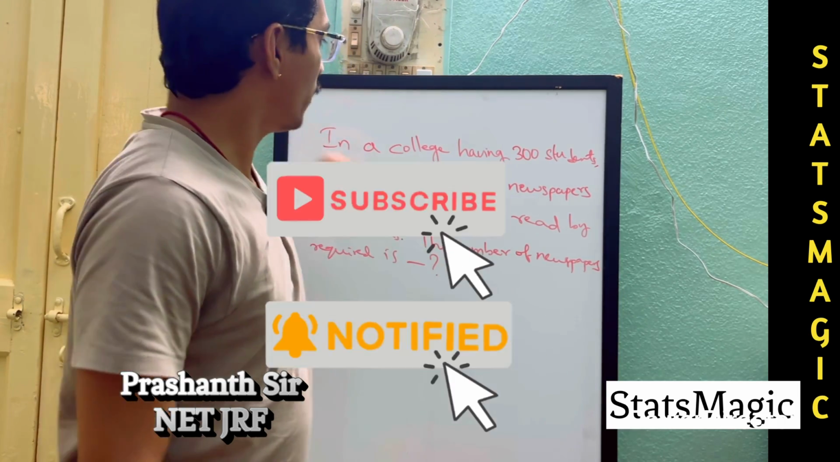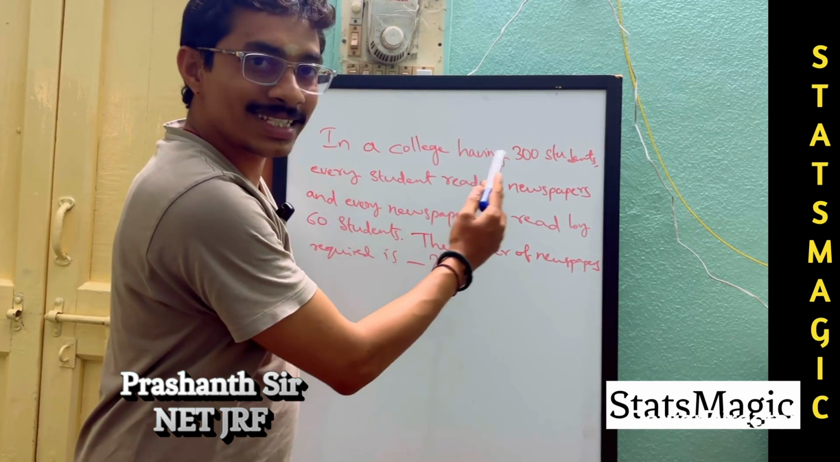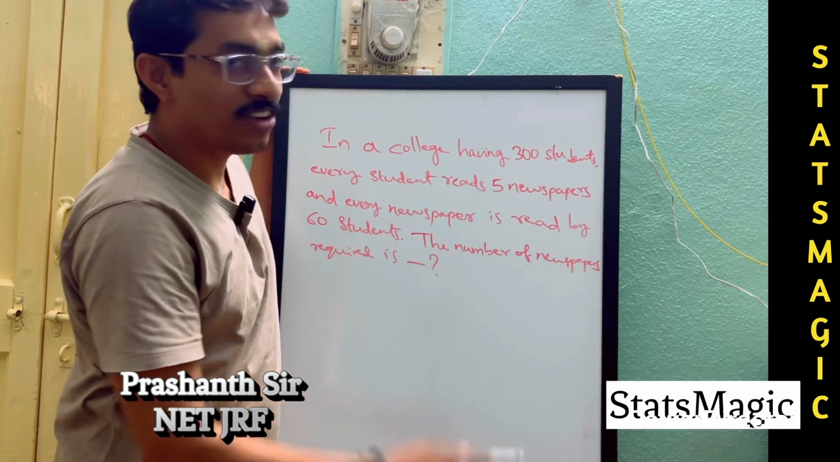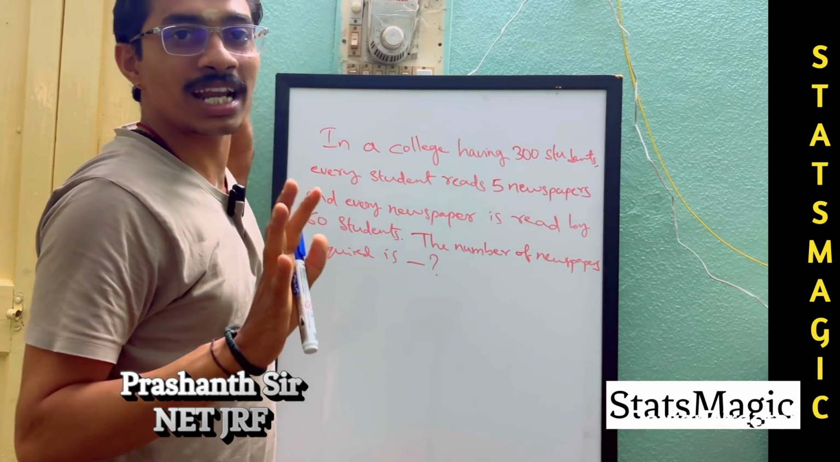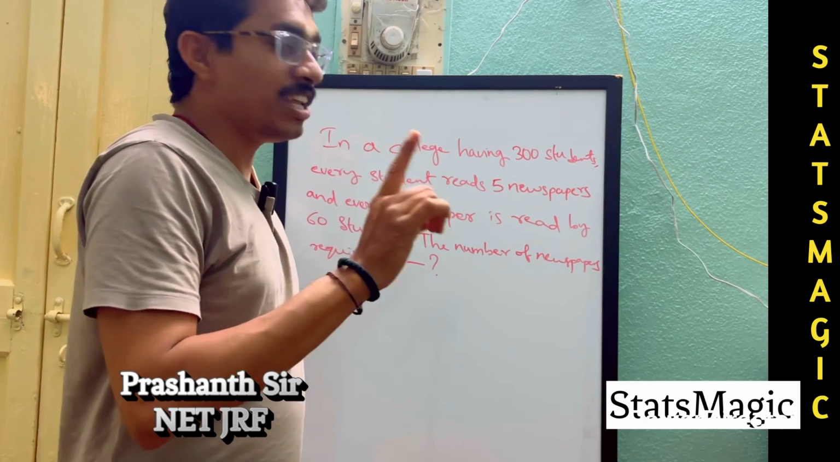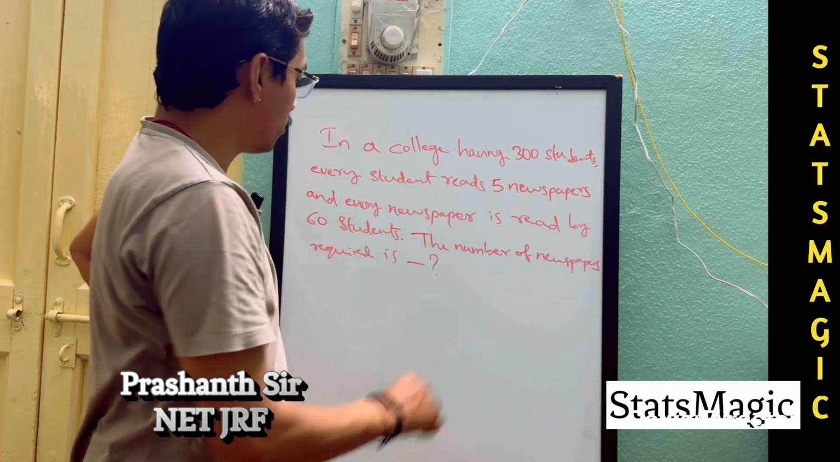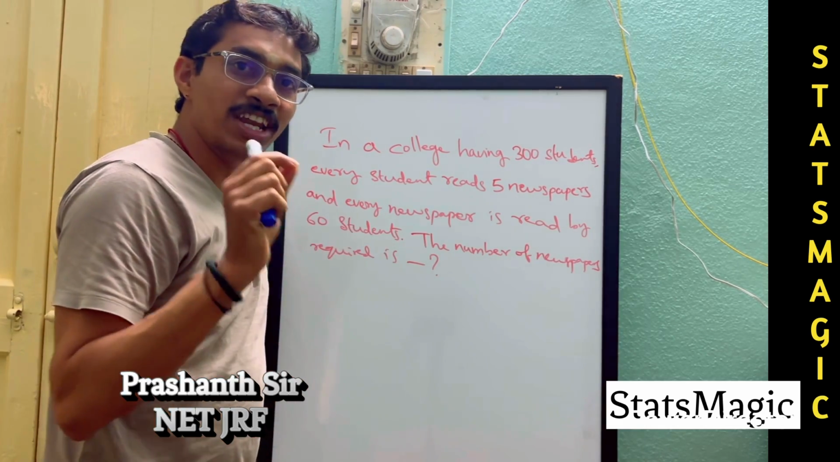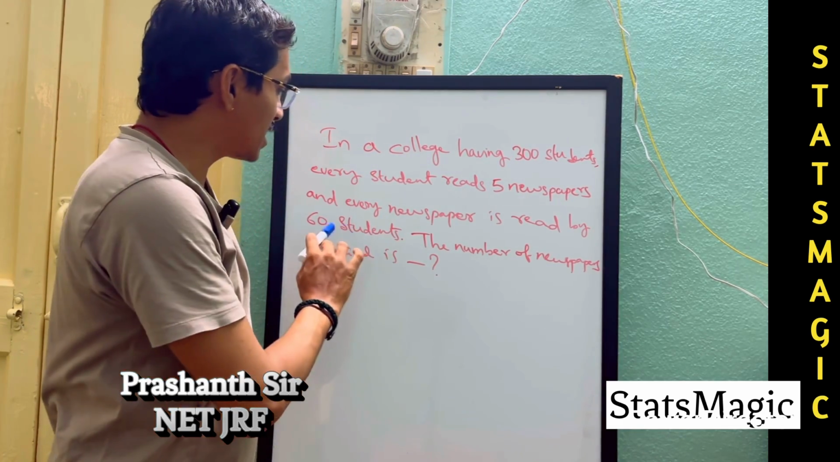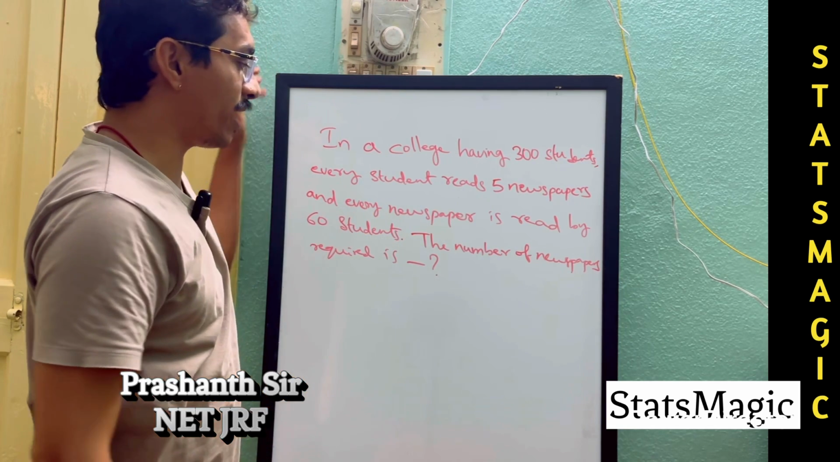So here you have a question. In a college having 300 students, every student reads 5 newspapers. So there are 300 students total. Each and every student reads 5 newspapers, and every newspaper is read by 60 students. So every newspaper is also read by 60 students. The number of newspapers required is?